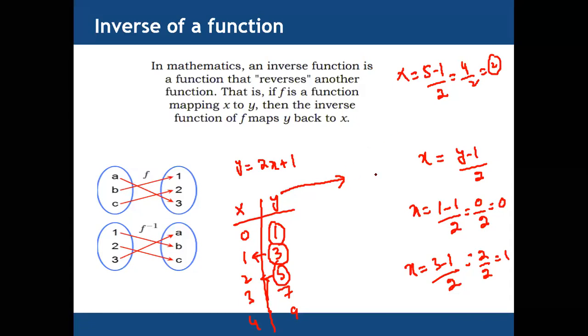So the domain of the first equals the range of the second, and the range of the first equals the domain of the second. So these types of functions are called inverses of each other. Clear, guys? Any question, any doubt about inverse functions?